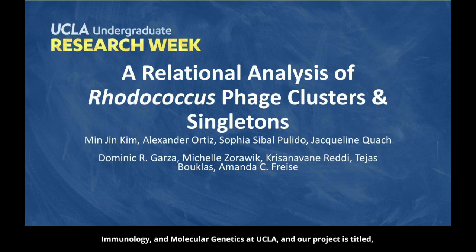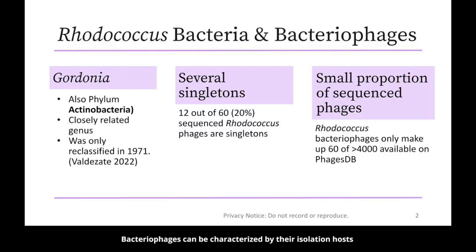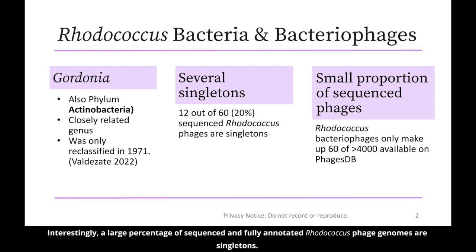Our project is titled A Relational Analysis of Rhodococcus phage clusters and singletons. Bacteriophages can be characterized by their isolation host, and some examples of this include Mycobacteria, Rhodococci, and Gordonia. Our group decided to look at bacteriophages isolated from Rhodococcus bacteria. As a part of the Actinobacteria phylum, it is highly similar to Gordonia.